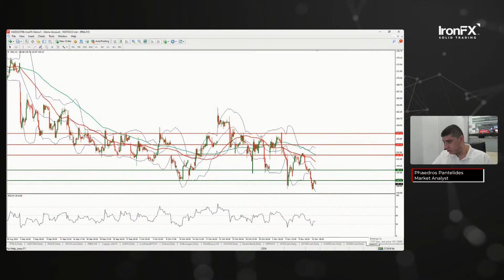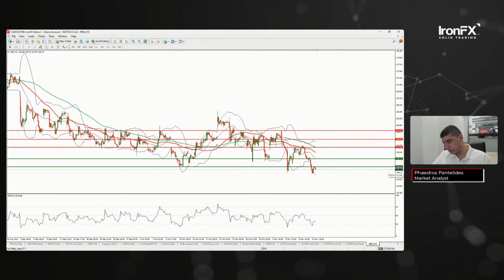And then Boeing is going Boeing. Broken S1, 114.52, now acting as resistance. So I would take this support level and use that as resistance.